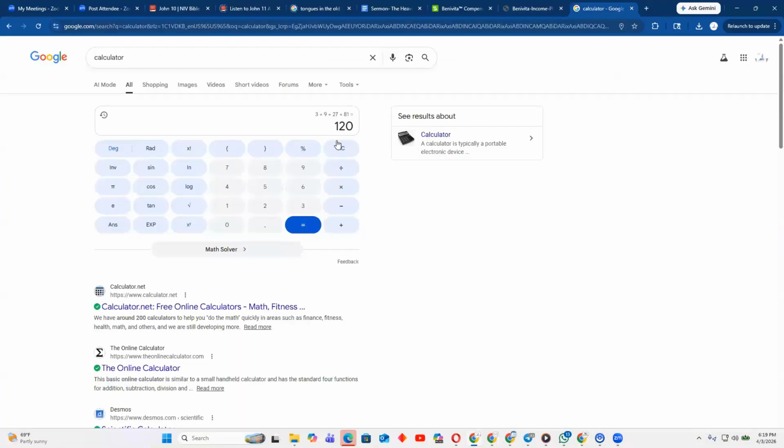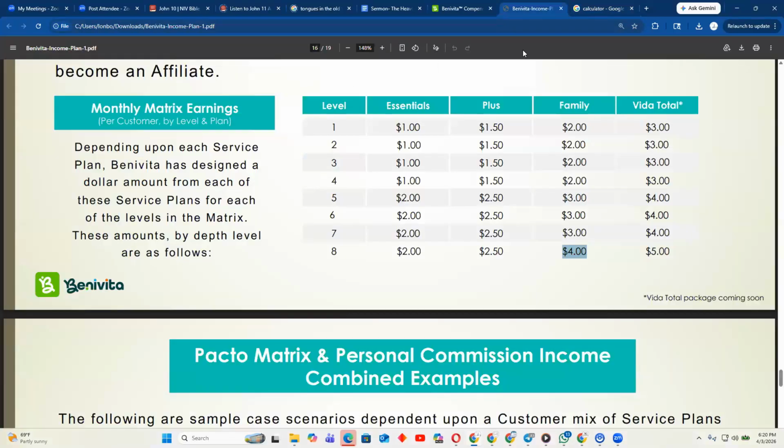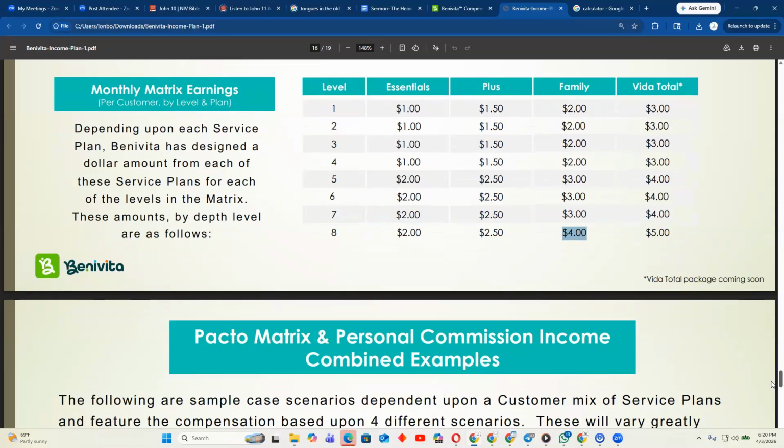So 150, that's going to be a little bit more money for you, times 1.5. That's going to give you $180. Now, you could fill up this part of your matrix so quick, it's only 120 people, right? That's only 5 people getting 25 customers, and you're already right there. So once that happens, that's where you're at.